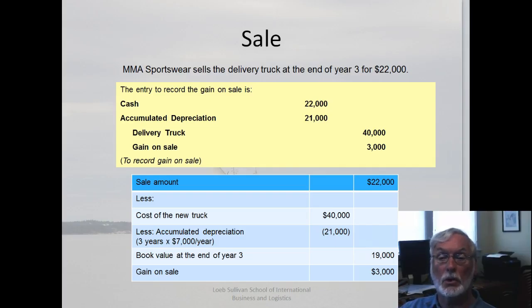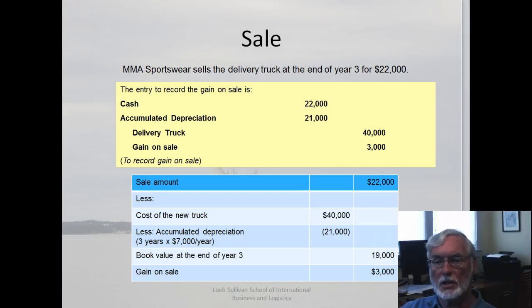So to get rid of the accumulated depreciation, we're going to debit that amount. We have to get rid of the truck from the books. It's on the books at a $40,000 cost. So we have to credit the truck off the books. So now on our balance sheet, the $21,000 of depreciation and the $40,000 of truck are gone, but that doesn't balance. We have $43,000 in debits, $40,000 in credits. The difference is a gain.